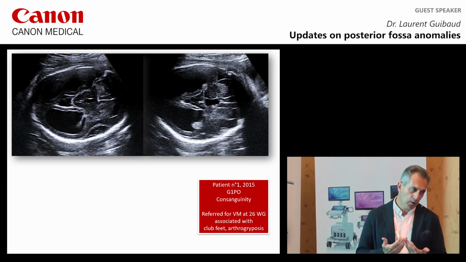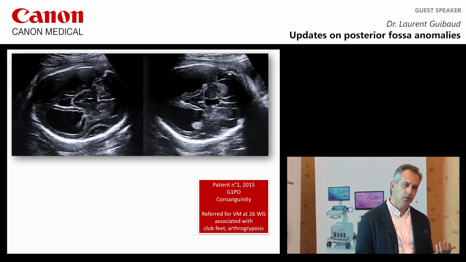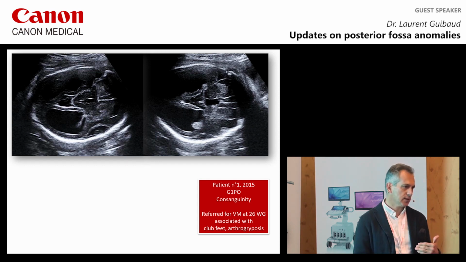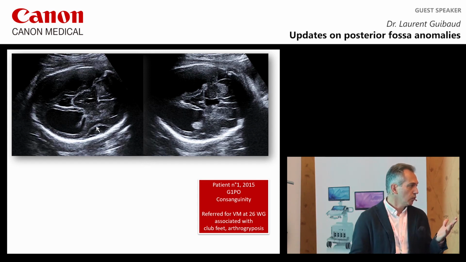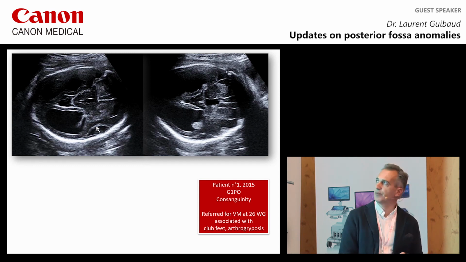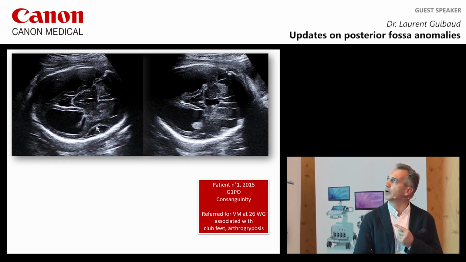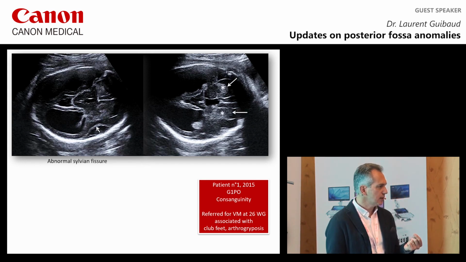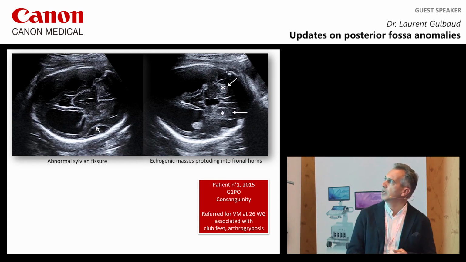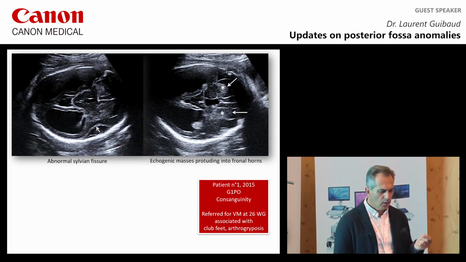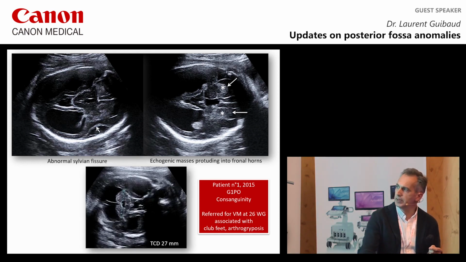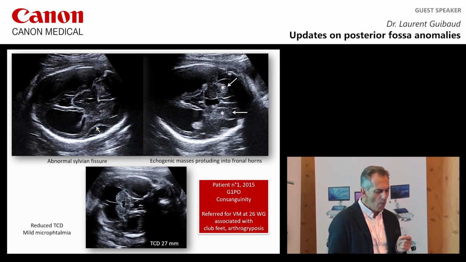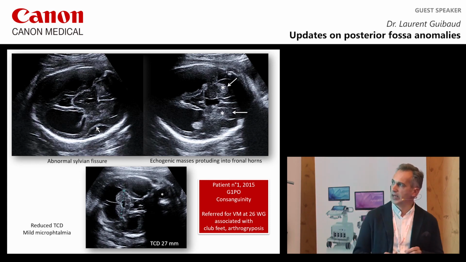You are at 26 weeks. We can confirm a ventriculomegaly for sure, but look at the Sylvian fissure. Is it the Sylvian fissure of 26 weeks? No, it's a Sylvian fissure at 22 or 21 weeks. So, an abnormal Sylvian fissure. Look at the frontal horn. What do you see? You see, in fact, two echogenic masses protruding in the frontal horn. And when you look at the posterior fossa, there is a reduction of the TCD and also a mild microphthalmia, as you can see here.